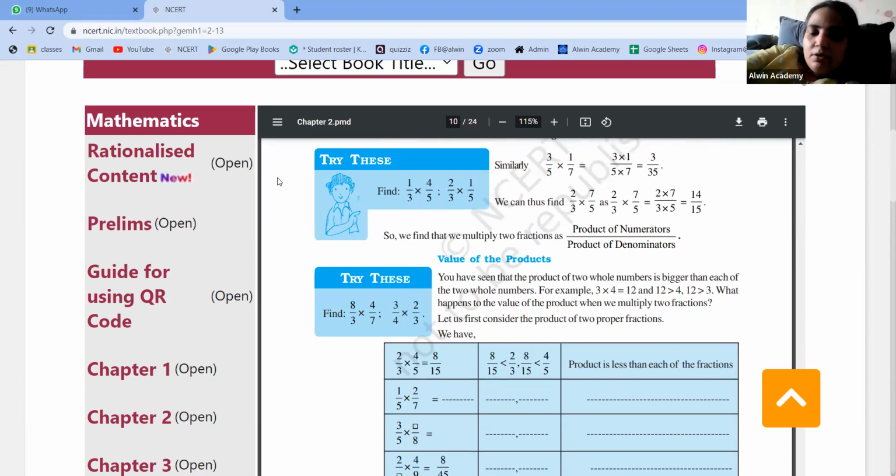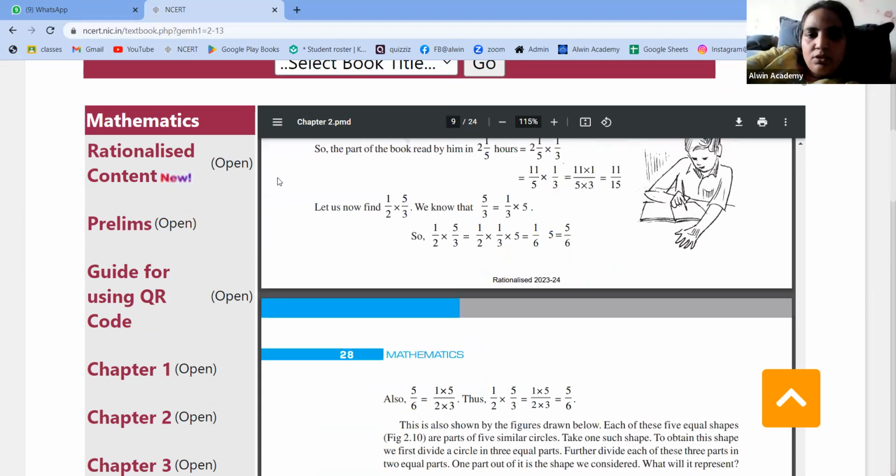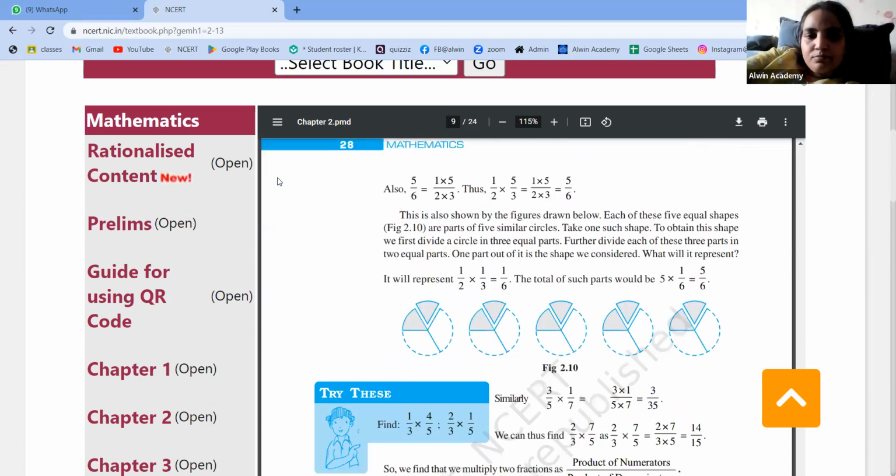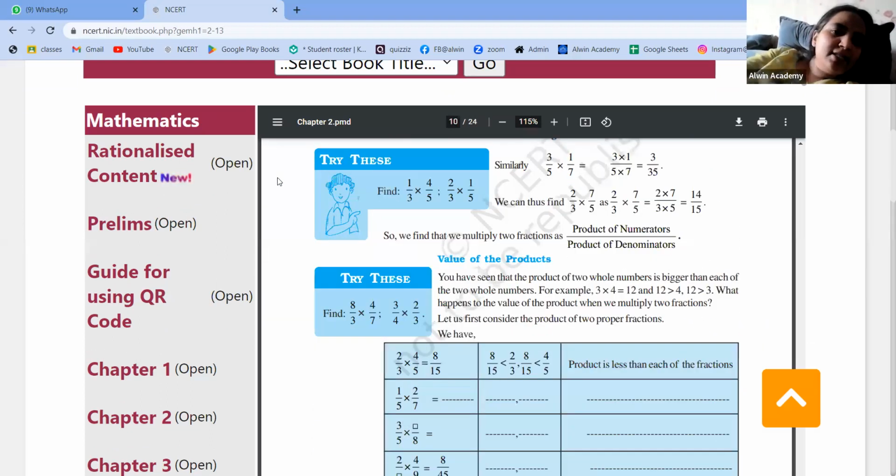So this is page number, put the heading, this is page number 28. These are two small sums that we are solving now. So 1 by 3 times 4 by 5 we are solving.